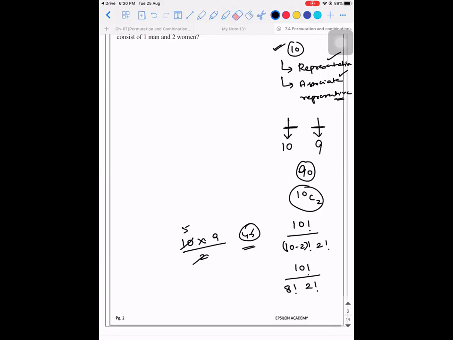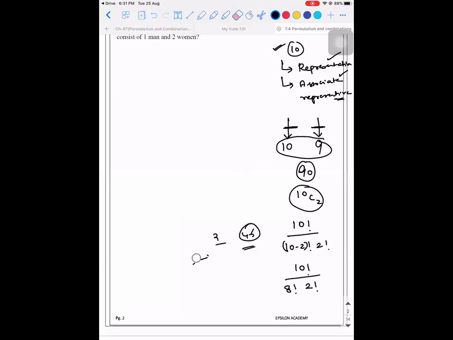10 into 9. Here actually what I did is arrangement. I'm saying any of the 10 persons can be placed here. I did arrangement, I'm sorry. Actually, I got 10P2. So why divided by 2 is coming? Okay, let's see. I'll explain it later.